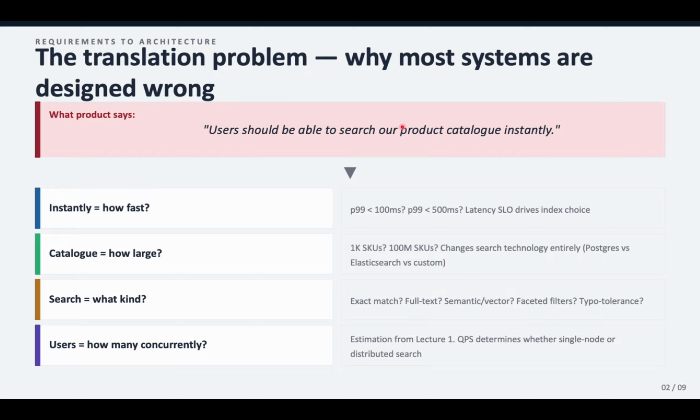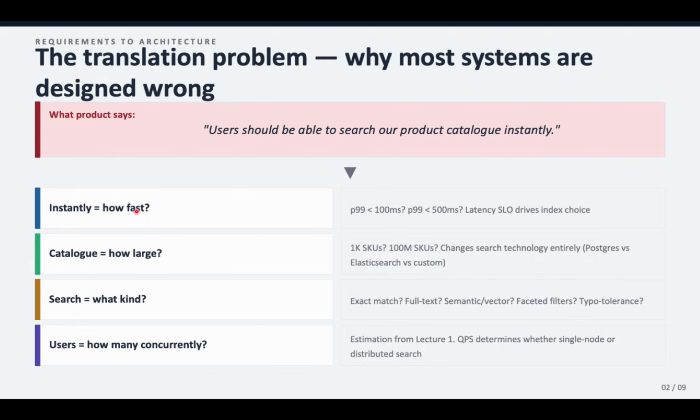So let me show you the translation problem in action. Let's say a product manager walks into the room and says users should be able to search the product catalog instantly. That sounds clear, doesn't it? But it is not clear. As an architect, when I hear that sentence, I immediately have 4 questions, and each question has a completely different answer that leads to a completely different architecture.